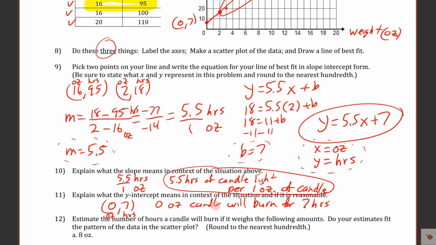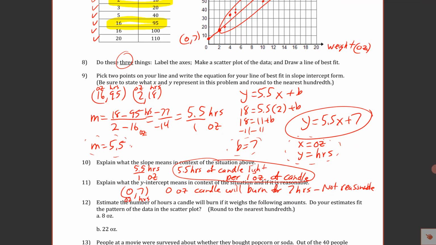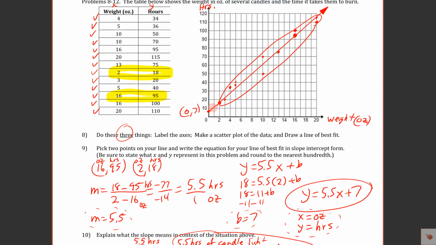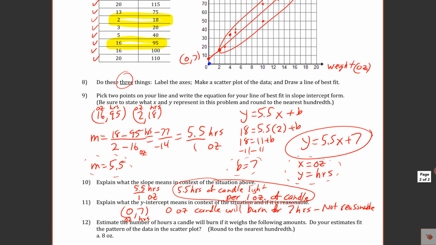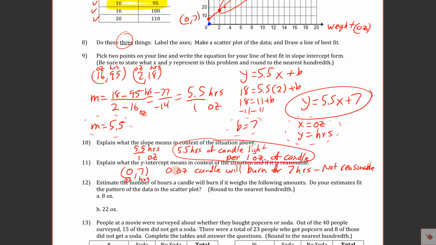So is that reasonable in the context of this situation? We're going to say not reasonable. In a situation like this, you could make an argument that I was just coming up with a pretty good line. It doesn't have to be perfect, and you're right. We could make the argument that we know something about how candles burn, and we could have made this go through 0, 0, and put it in the middle of this pack of numbers as best as I possibly can. That would have been just fine. That's not what we chose to do, but if you chose to do something like that, then that would be totally okay. So a 0-ounce candle will burn for 7 hours. Not very reasonable in this particular situation.